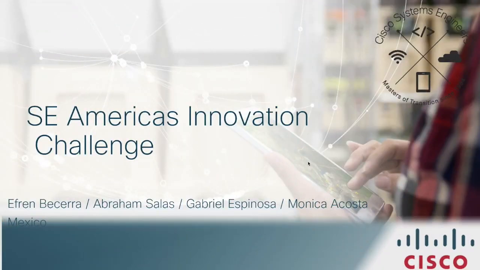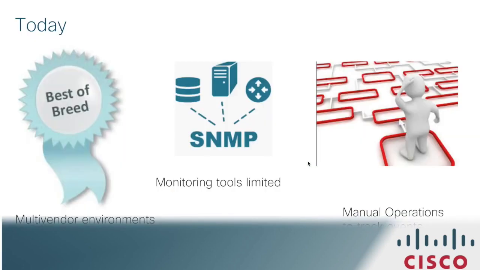For our project, we take a situation that a lot of customers have in their networks. They have the best of breed, which involves a multi-vendor architecture, with monitoring tools that use SNMP, which limits the KPIs due to the MIBs of each device. Tracking an event from the networks involves many manual operations, such as constantly reviewing the management system, sending emails, and creating a ticket for the service desk, which involves a long time to respond.